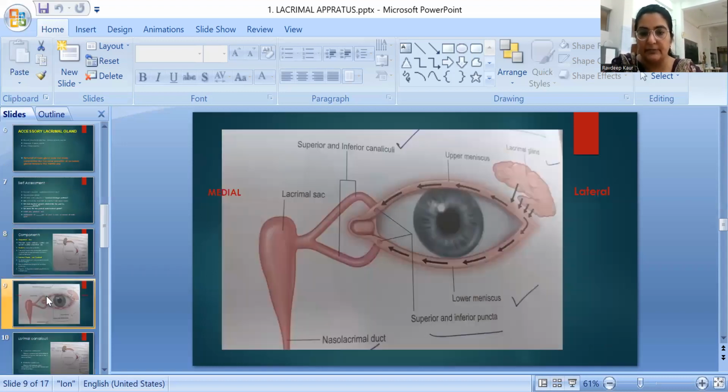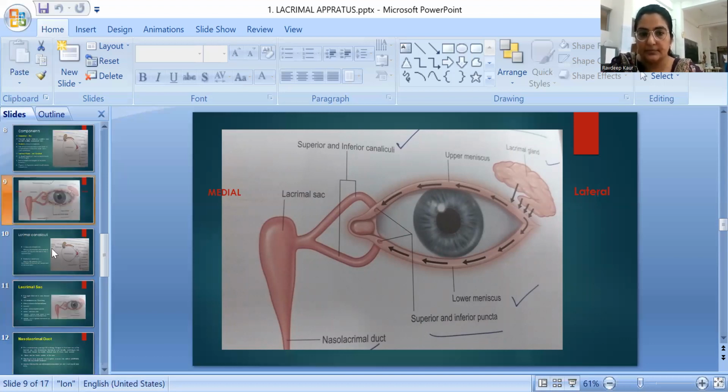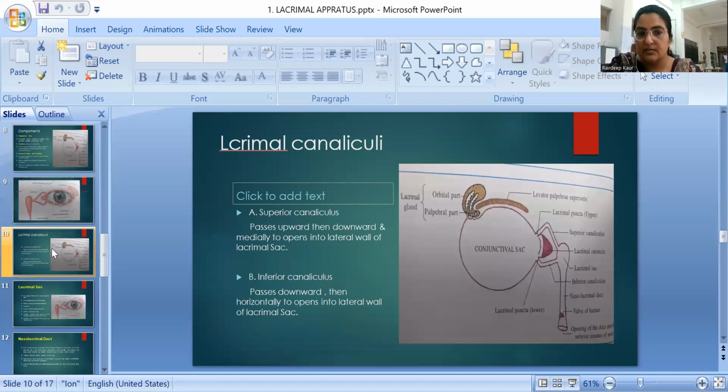This is a detailed diagram where we can see the lacrimal gland, the conjunctival sac, then the puncta, then the canaliculi, superior and inferior, and ultimately they open into the lacrimal sac. The superior canaliculus has two parts. The first part runs upward, then downward. The inferior canaliculus first runs downward, then horizontally, and ultimately opens into the lacrimal sac.